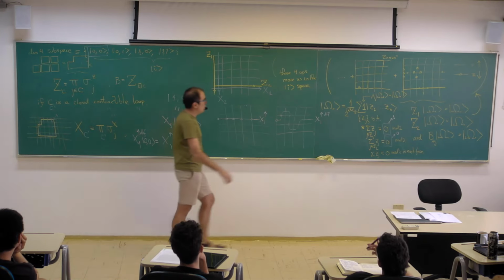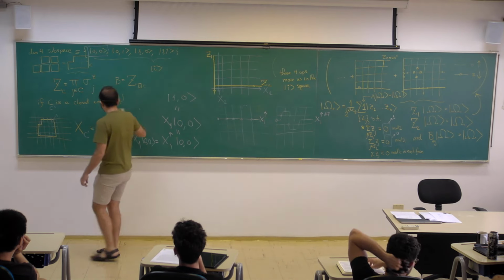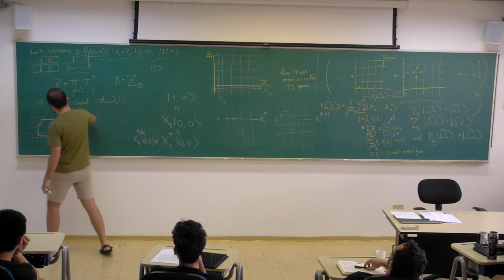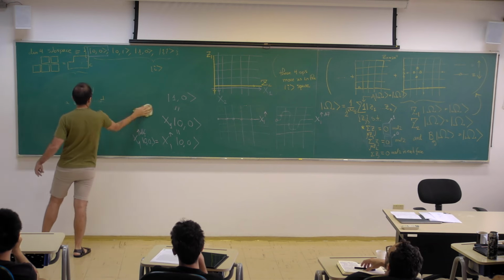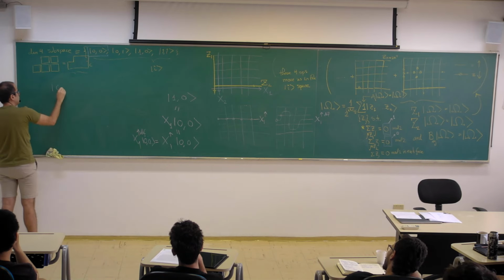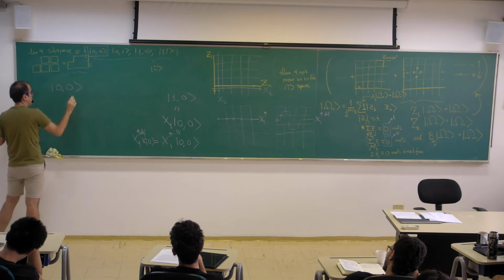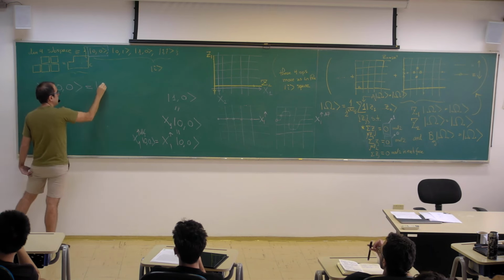So we conclude that we can in this way define a vacuum. We define four vacuums, and they have the following properties. Now we have this vacuum here, 0, 0, and I'm going to write a few properties. For example, acting with x1 on 0, 0 gives 1, 0.